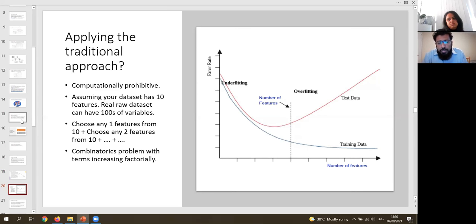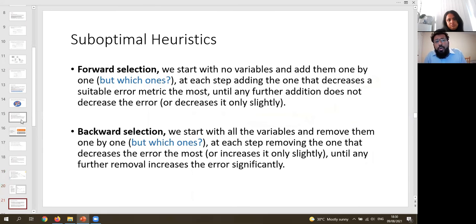The main message is that this approach is not practically possible, but yes, if you are working on something which is critical, like medical data or some sort of military application, it makes sense to invest your resources in computational resources. Okay, so we do have some suboptimal heuristic approaches.